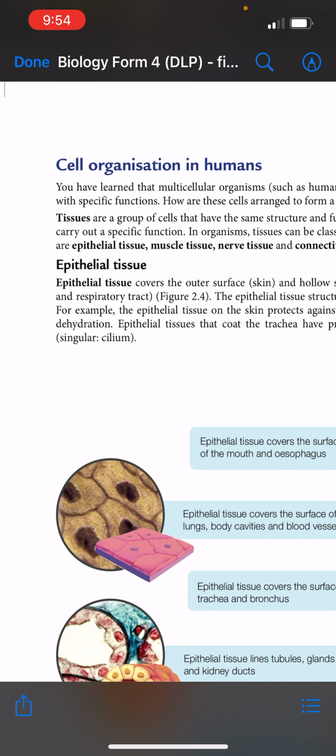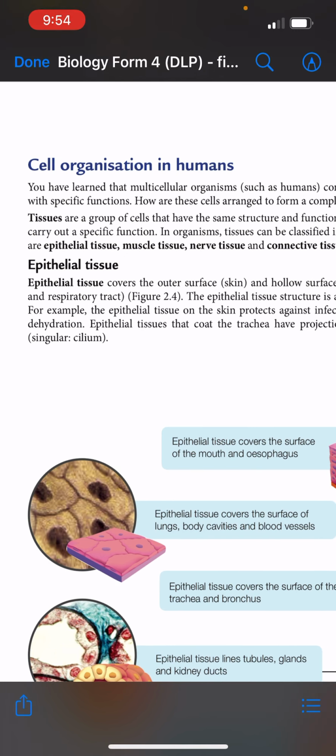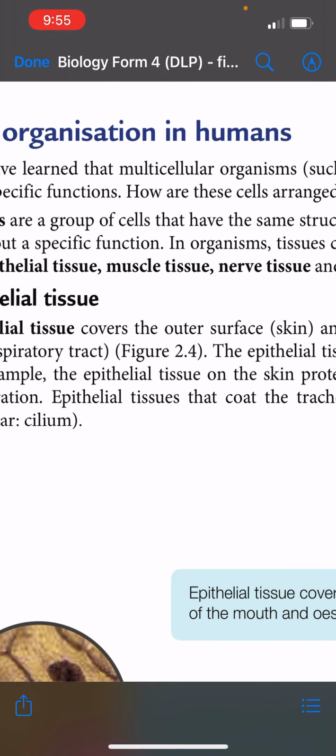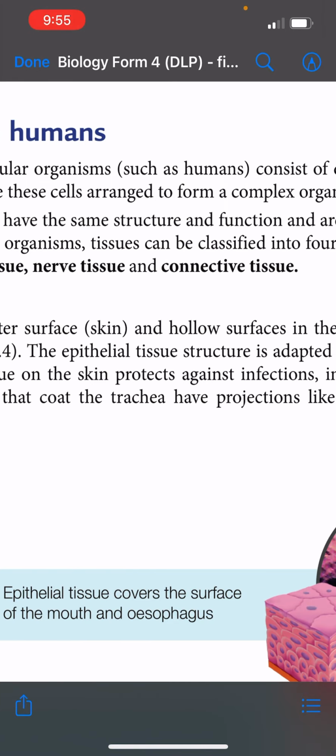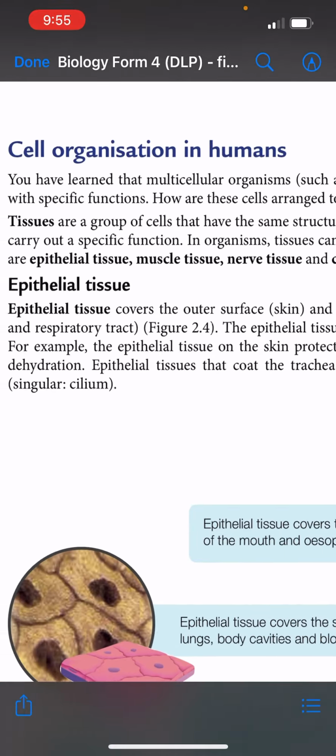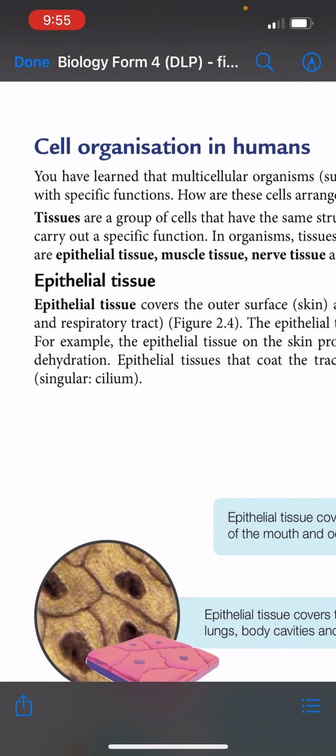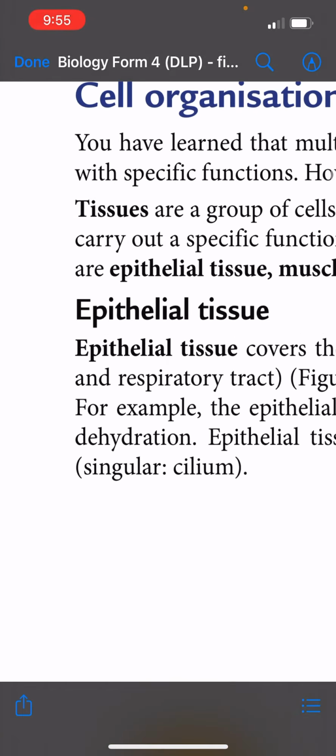4 types of tissue. But firstly, I would like to introduce or revise back what is tissue. Tissue is a group of cells, made up of cells that have the same structure and function. Meaning, the cells have the same function, same structure, more than one cell. So it could be 10 cells or 100 cells working together. If 100 cells of the same structure, same function work together, it is called tissue.